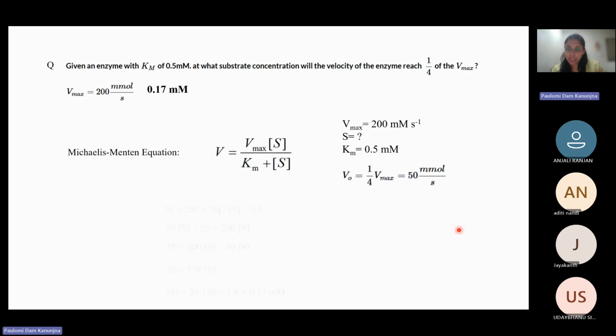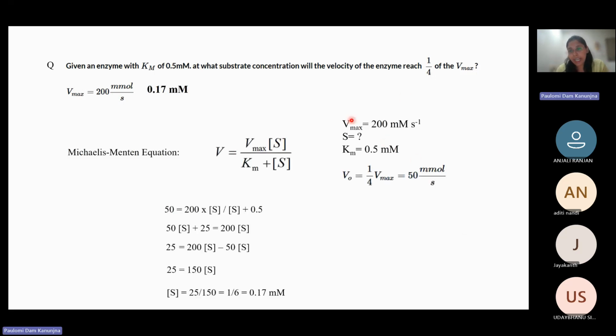So basically we have given all the information here. We have been given Vmax, we have been given Km, and because we have Vmax, we can find out the instantaneous velocity, which is basically 200 by 4, that is 50. And now you just need to substitute. You have 50 here, you have 200 here, you have S here, which is what you need to find out, and you divide it by 0.5. So I am solving it for the entire equation. I get S is equal to 1 by 6, which is 0.17, and which is what all of you have got as well.